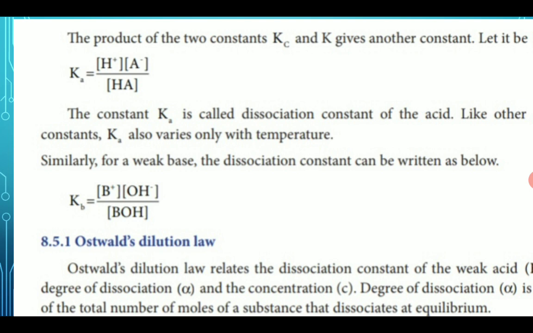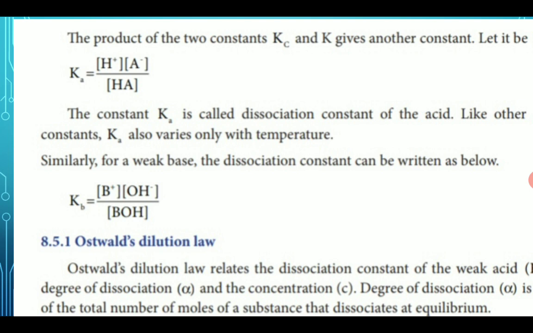Similarly, we can apply this same rule for the base also. So the base equation is Kb equal to the B plus into OH minus ion concentration divided by BOH. So this is the way in which the ionization of water can be calculated.